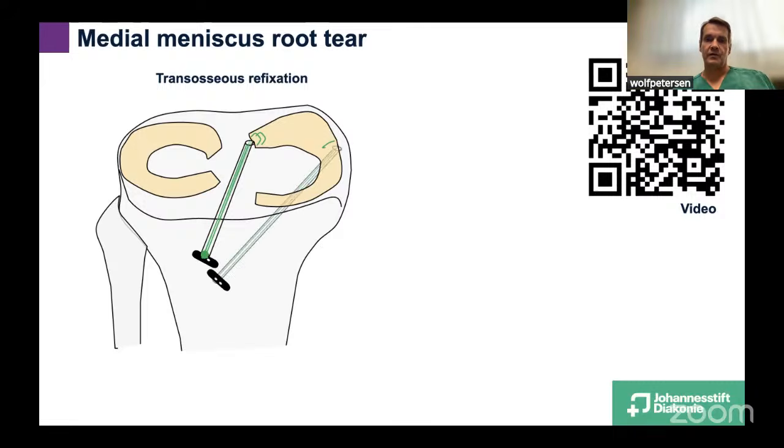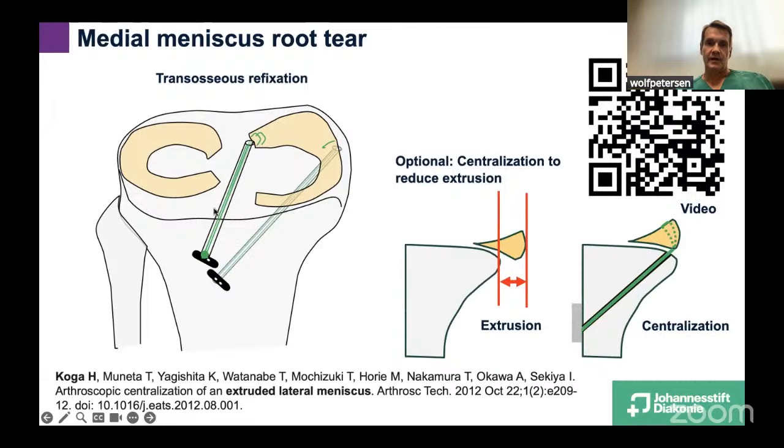Many studies have shown that the results are pretty good after this repair technique, but in some patients, even if you have performed this transosseous repair, you still have some extrusion. That's why the Japanese surgeon Koga introduced the so-called centralization procedure, which should reduce the extrusion by fixing the meniscus to the edge of the tibia.